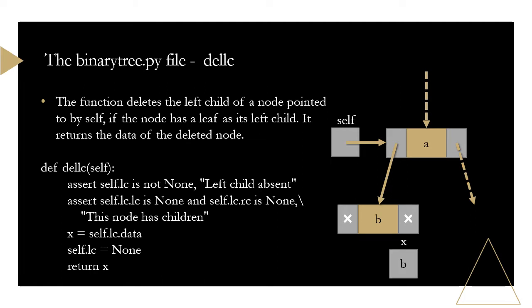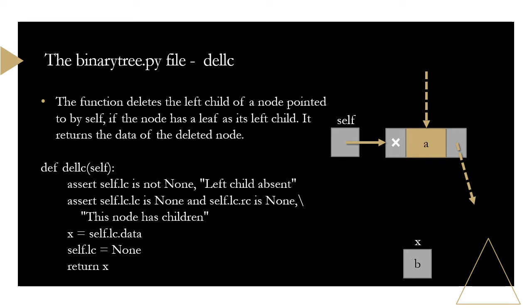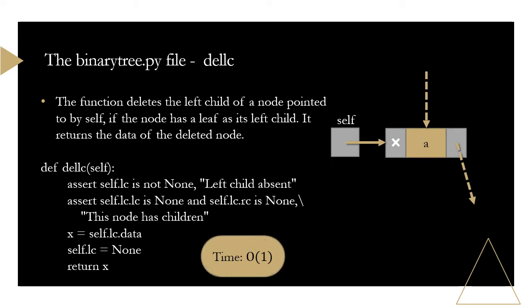So x is a variable in which we save the value b, then we put self.lc to None. Notice that there is no pointer in the LC field of the node containing a. Now we return x as the function falls out of scope. The node which was not being pointed to by anybody also perishes and falls out of scope. Again, this code is O(1) in time complexity.